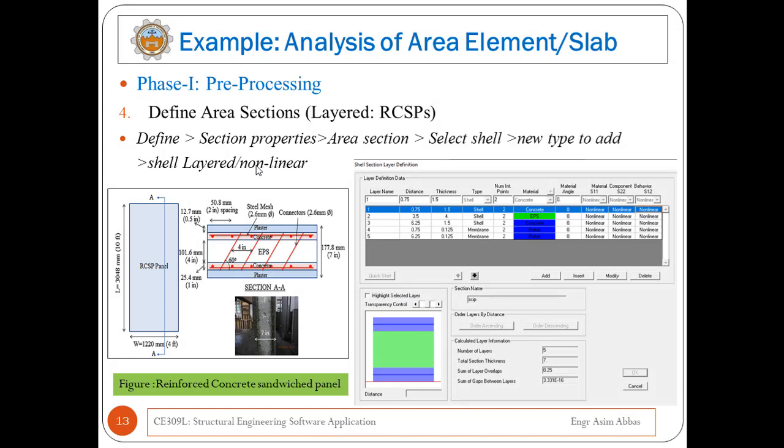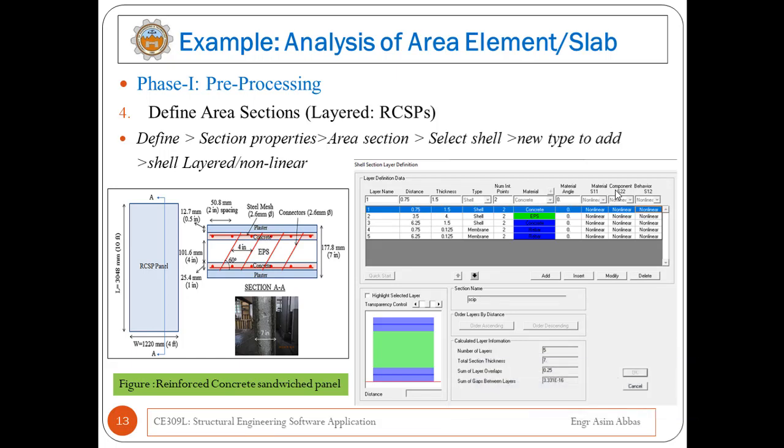Okay, this window will appear when you click on the shell layer. First of all, it will give you the layer name, then distance, thickness, type, number of integration points, then material, material angle, and there is some material component behavior. Now let's see how to specify different layers and their locations.